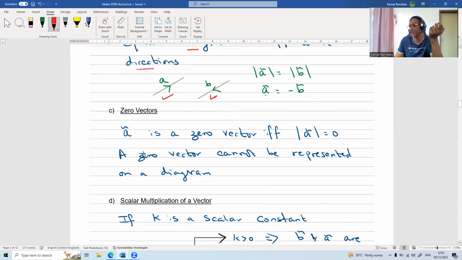Zero vector, A bar is a zero vector, and concept ça, if the modulus of A bar est égal à 0, OK? Ça, nous connaissons the size. There is no size. Mais seulement a zero vector cannot be represented on a diagram, even by a point. Vous pouvez dire ça, c'est un zero vector. Parce que c'est plus simple, mais il y a une direction en ligne. OK? Et there is no size, parce que a point also has size.